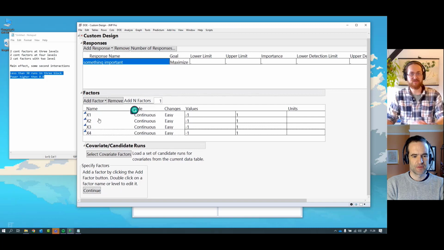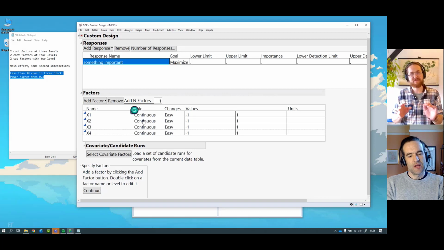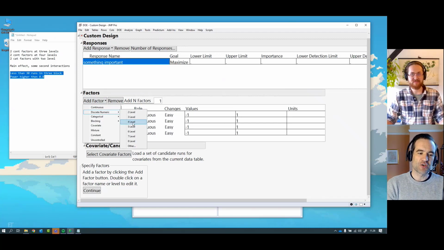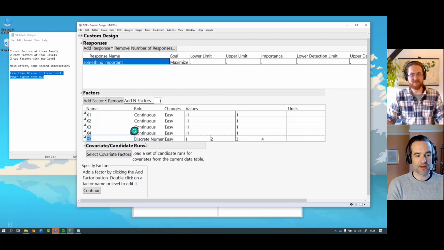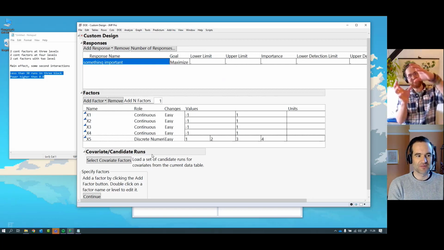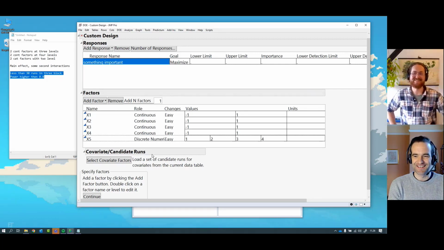Right. So in custom design, this is not where I select how many levels, correct? Well, it depends. We can specify factors as discrete numeric. I'd be interested to know why some of these factors are at 4 levels. So you've got one there where we can actually specify what the 4 levels are. Maybe you've got an oven that only has 4 temperature settings. You can't set it to any value, just 1, 2, 3, 4. Right? Exactly. That would be discrete numeric, right?